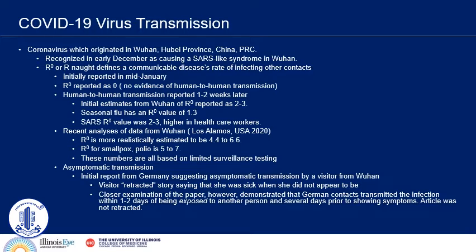But if you look closer at the paper, it did demonstrate that the German contacts were able to transmit the infection within 1 to 2 days of being exposed to this person and several days prior to showing symptoms. The article was not ultimately retracted, and if you look at just the German part of the transmission, without regard to the visitor from Wuhan, it's clear that asymptomatic transmission was occurring in that particular stage.